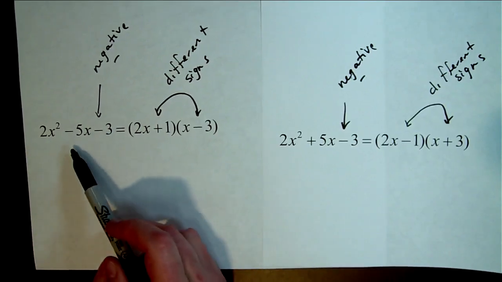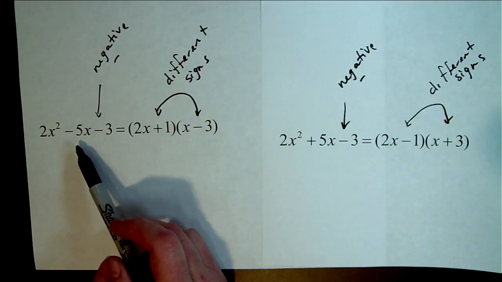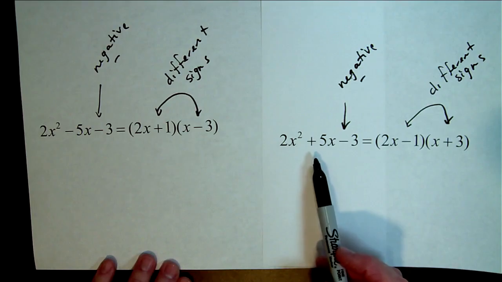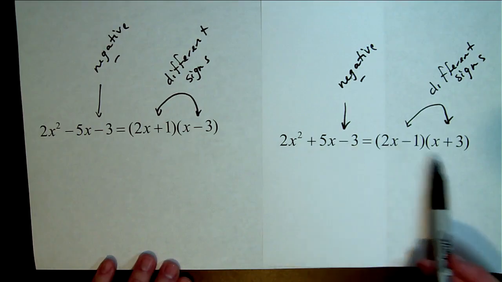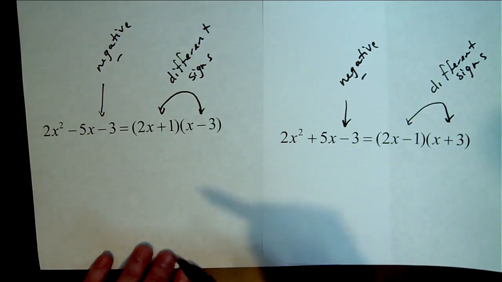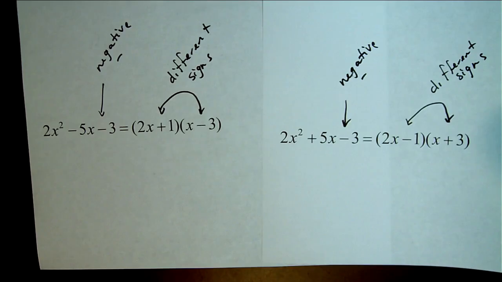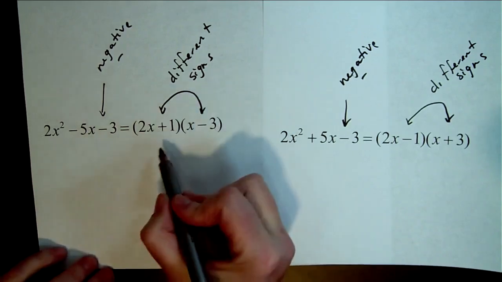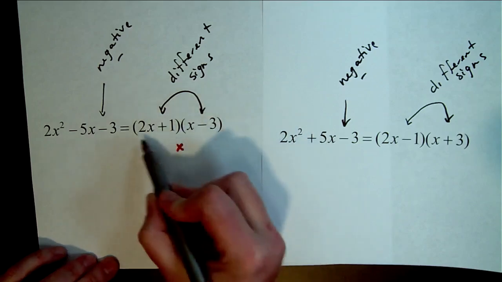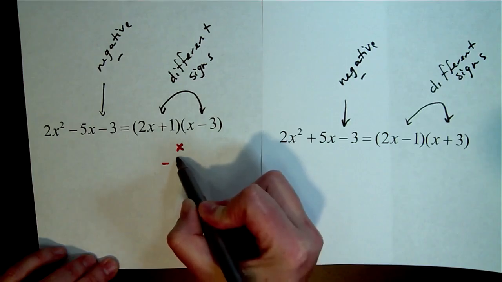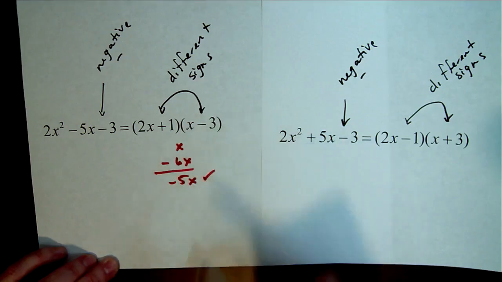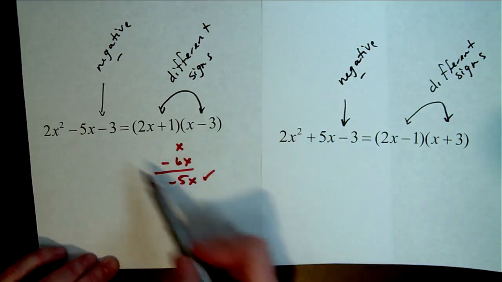Now, unfortunately, looking at the middle term, whether it's negative or positive, doesn't help you decide whether you should have the plus first or the minus first. You just have to check. So on this one, the inner terms would give me an x. The outer terms would give me negative 6x. Those would combine to give me negative 5x. That's what I want, so I would keep them.